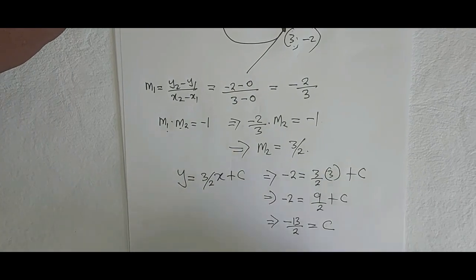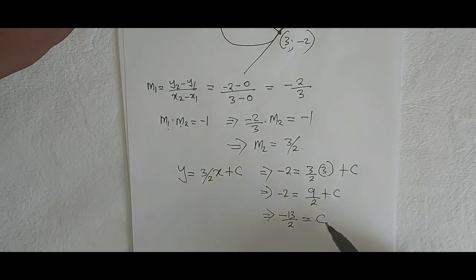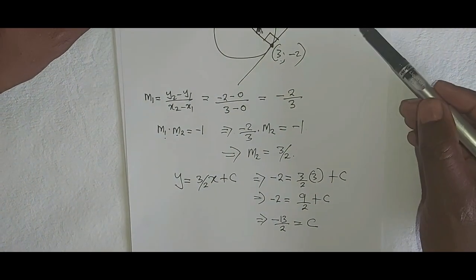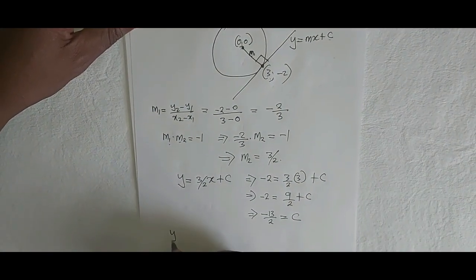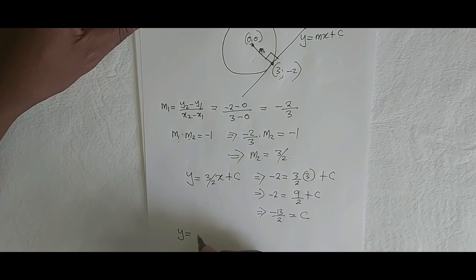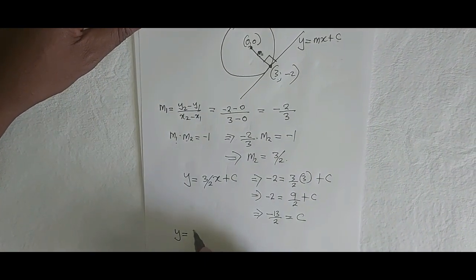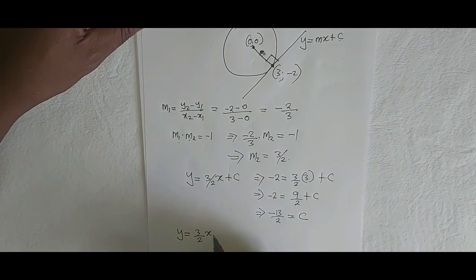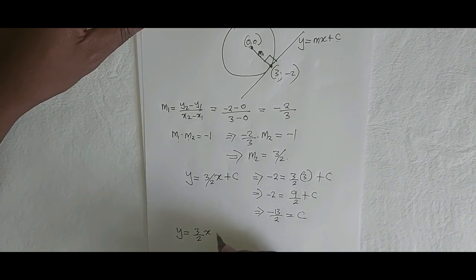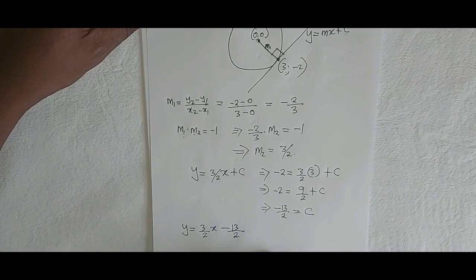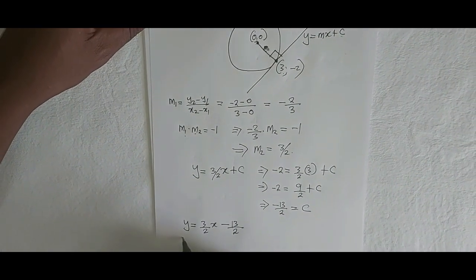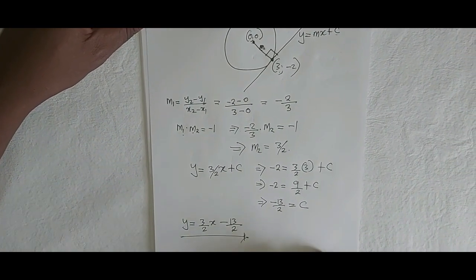Therefore, I can now substitute for my c, which means y equals the gradient, 3 over 2 x, plus our c, which is minus 13 over 2. That becomes the equation of the tangent to the circle.